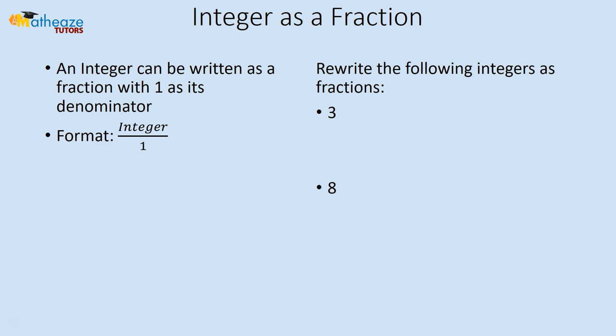So an integer is written as a fraction with 1 as its denominator. All we're going to do with the integer is we have the value of that integer as the numerator, and we have 1 as its denominator. So if we look at these examples here, we have 3. If we wanted to write this as a fraction, it just becomes 3 over 1. If we want to write 8 as a fraction, it becomes 8 over 1.